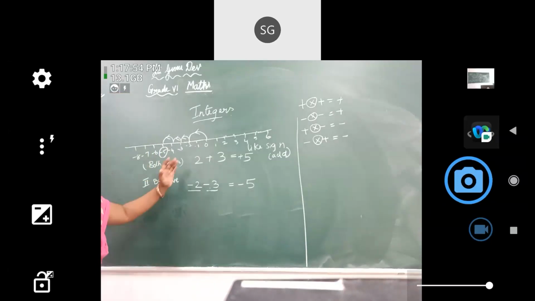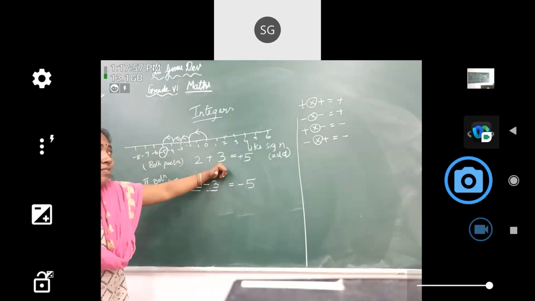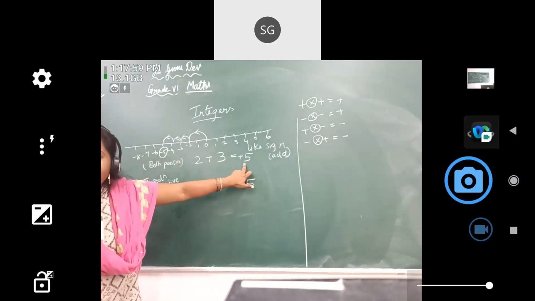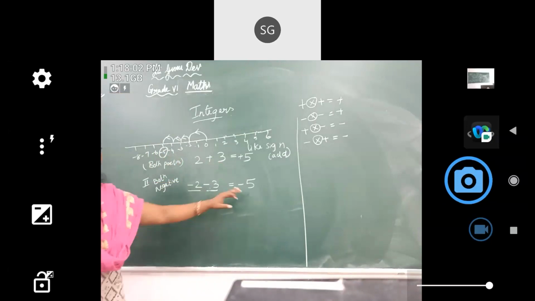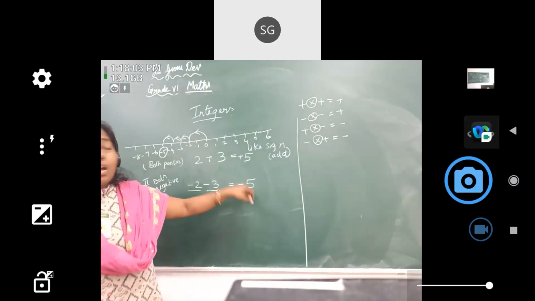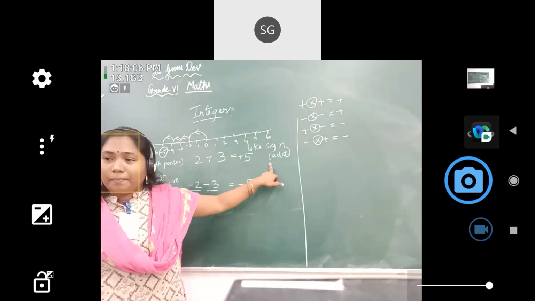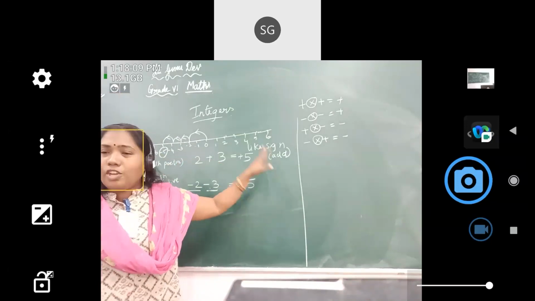So now till this part it is clear. Scenario 1, when both are positive, you're going to get a positive answer. When both are negative, you're going to get a negative answer. But when they are like signs, you're going to add them. Like signs, you're going to add.